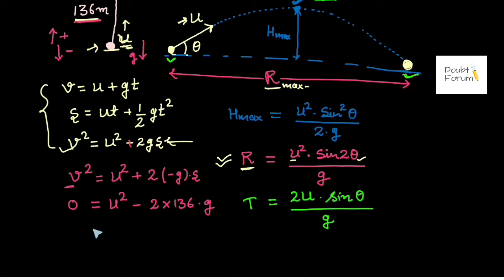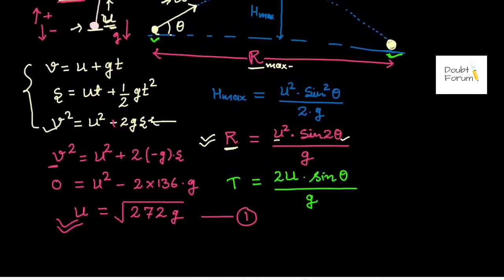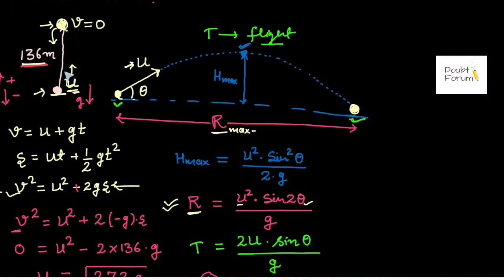We find from here u is equal to square root of 272 g. This is equation 1. So we have calculated the value of initial velocity. Now we are saying that the man is not throwing the ball vertically, but now he is throwing at some angle. And then we have to calculate the value of R.